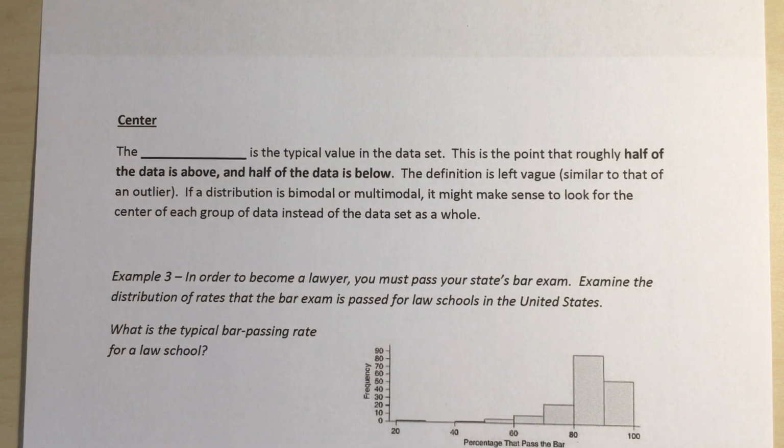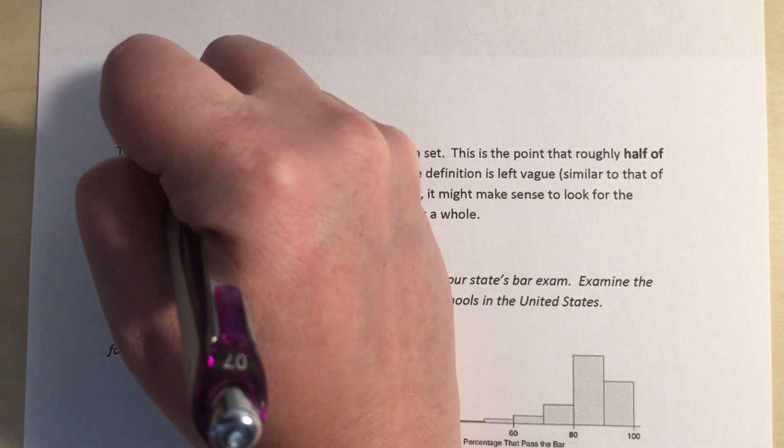Going back to the beginning of the section, we said when we were looking at numerical distributions, we wanted to focus on three different things: shape, center, and spread. So far, everything that we've talked about has dealt with shape. So now what we want to look at here is center.